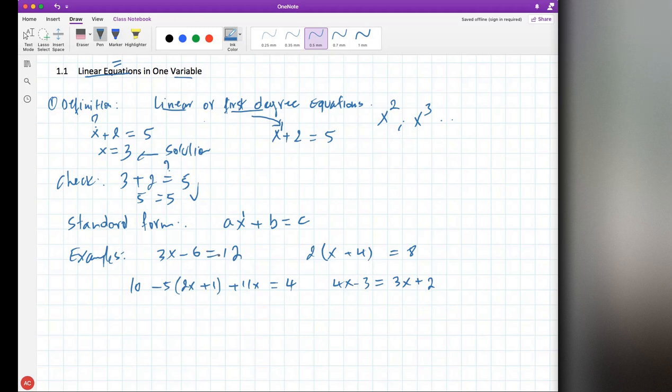These are just different forms, but again, they all should look like this. Once we simplify them, you'll see that they all look like the standard form. The general form is that. We're going to see how to do that in a moment.